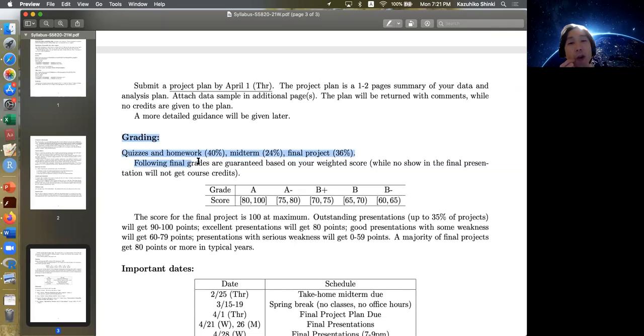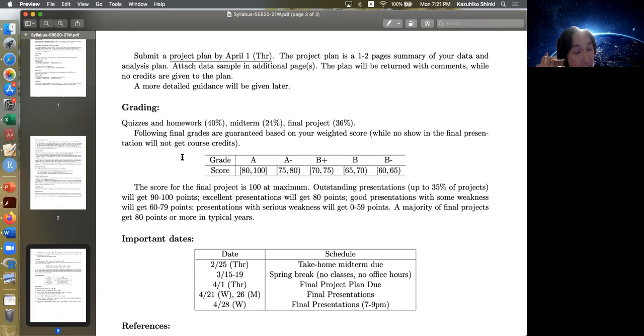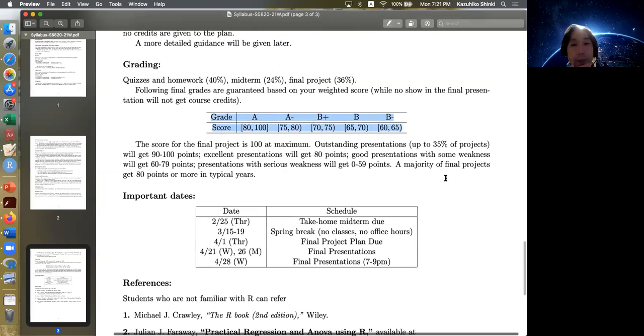And the grading: quizzes and homework 40%, midterm 24%, and the final project 36%. Last semester and the last winter semester, I found that students need to spend more time on quizzes and homework, so I put the higher proportion here, 40%. And this is the grading scale. I hope that many people get a good grade, A to B minus.